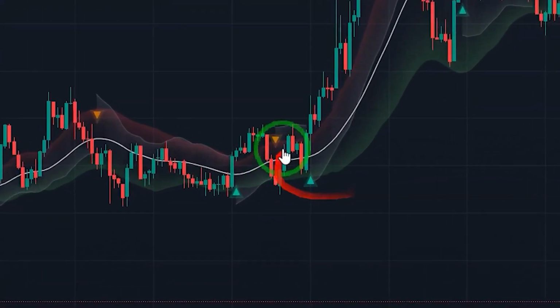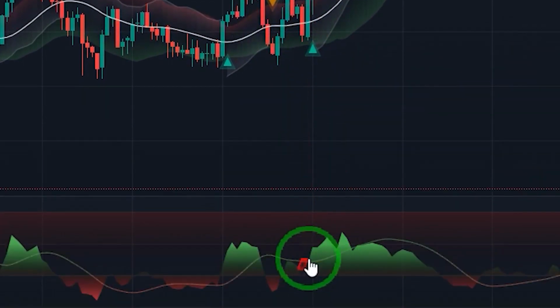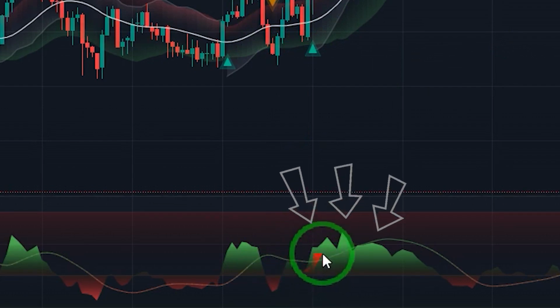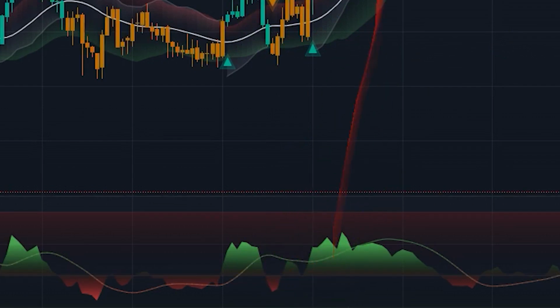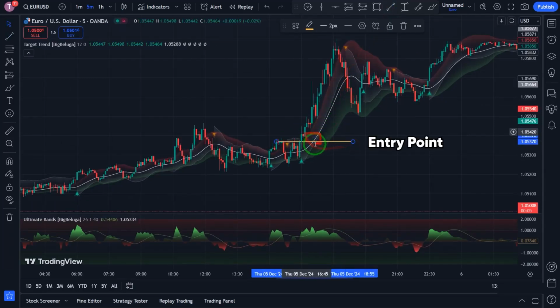Now let's move on to the buy order. First of all, we need to see a buy signal on the chart. After that, we must ensure that we are in an uptrend and we should be able to see the green clouds positioned above the mid-plot line. If you see these two conditions met, it means you have found a suitable entry point.